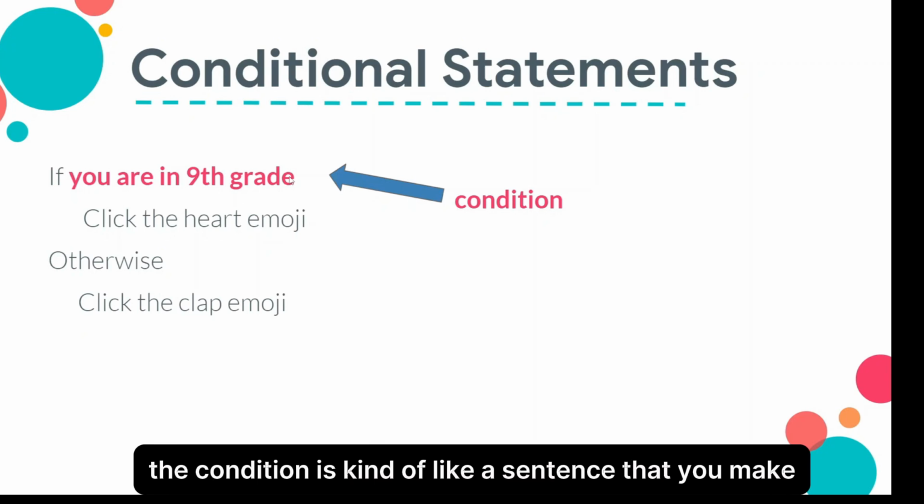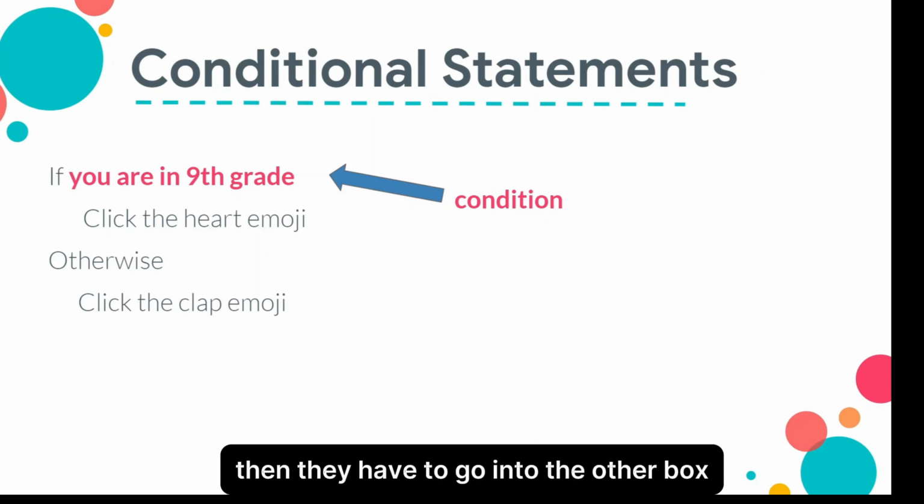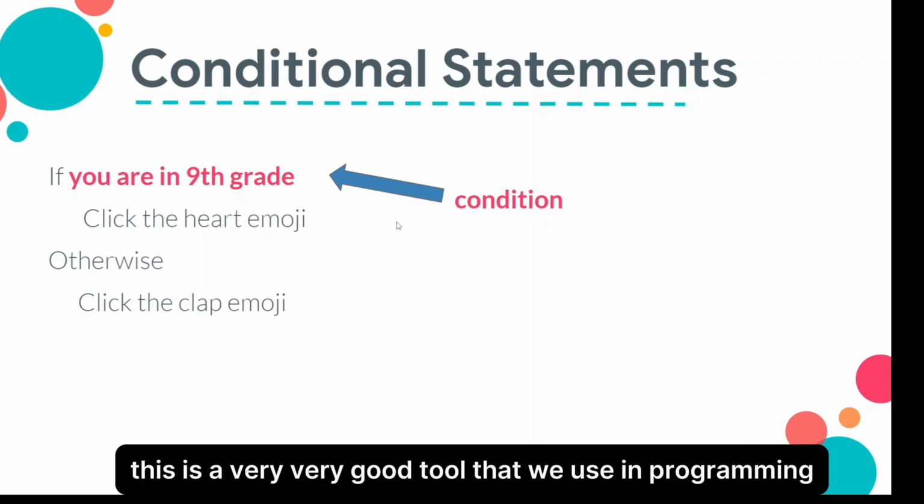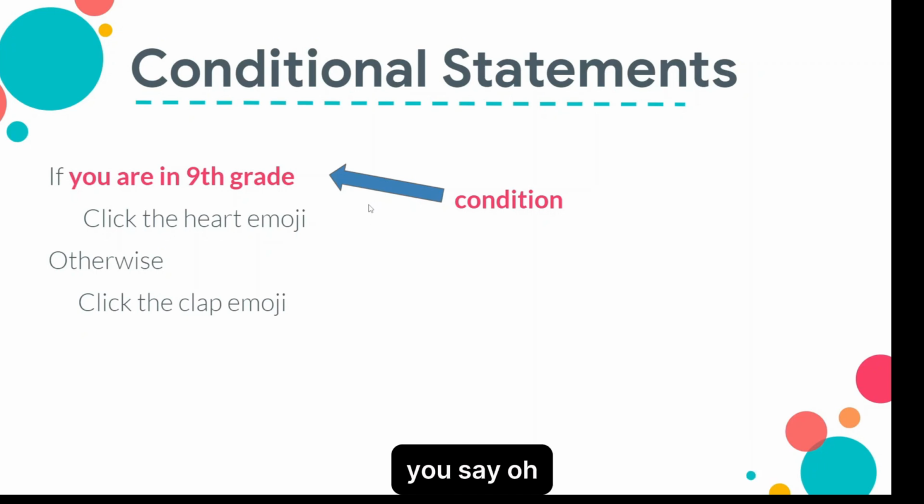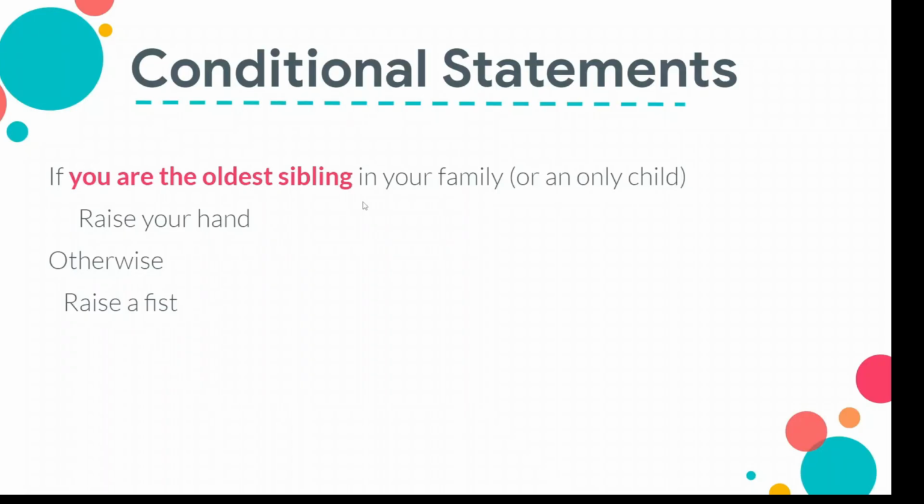A condition is kind of like a sentence that you make that somebody needs to meet. And if they don't meet that, then they have to go into the other box. So this is how conditional statements are made. This is a very, very good tool that we use in programming. When you're trying to get people to follow rules, you say, if this is a condition, and if they don't meet it, then you throw them into another box so that they can do something else.